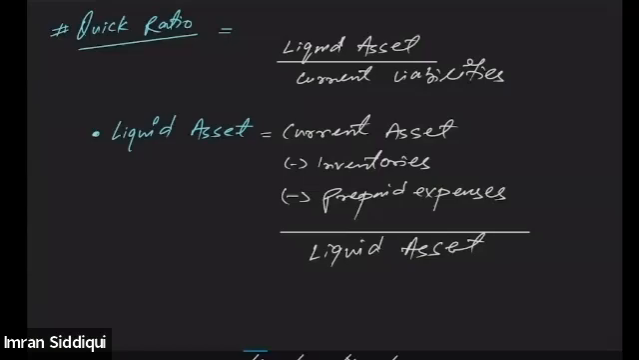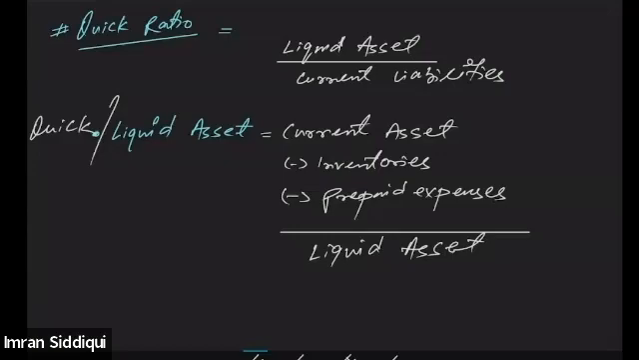So why are we subtracting inventories and prepaid expenses? First of all, you will have to understand the meaning of the liquid asset, which is sometimes also called the quick asset. Quick asset is any asset which can be immediately convertible into cash. Any asset which is easily and immediately convertible into cash is called quick asset or liquid asset.